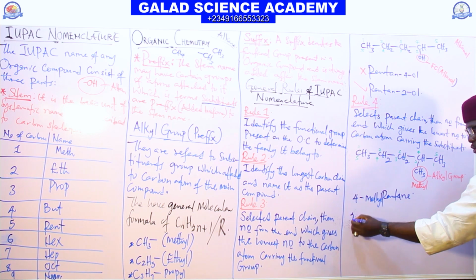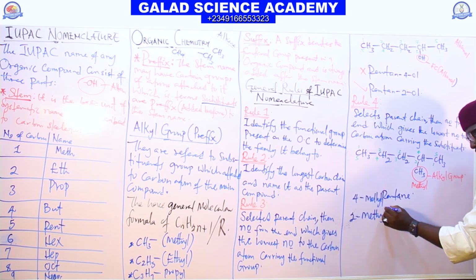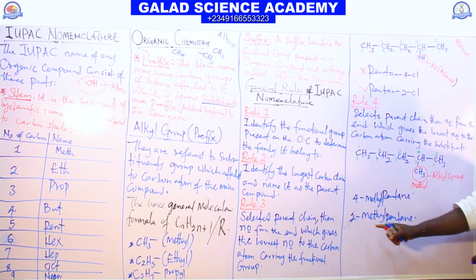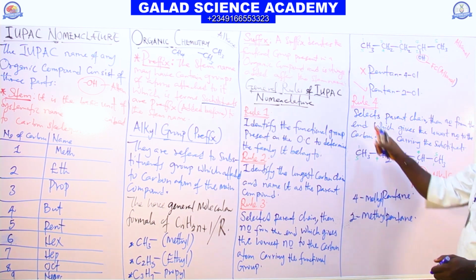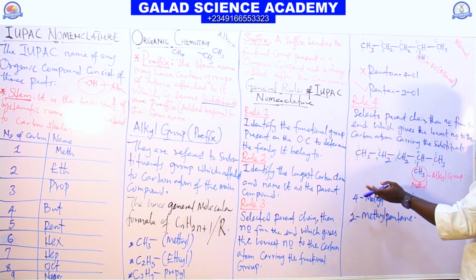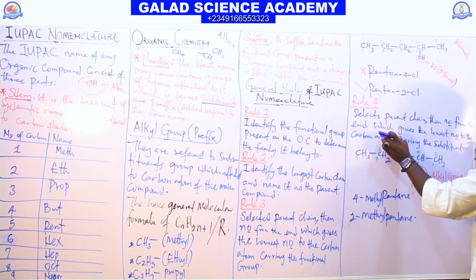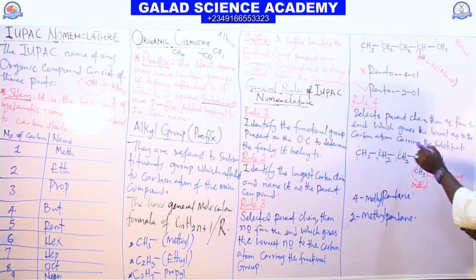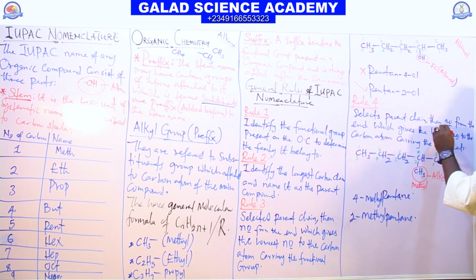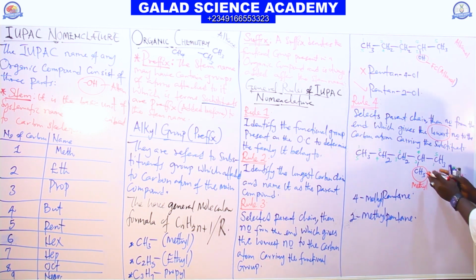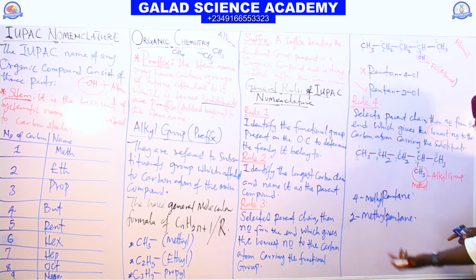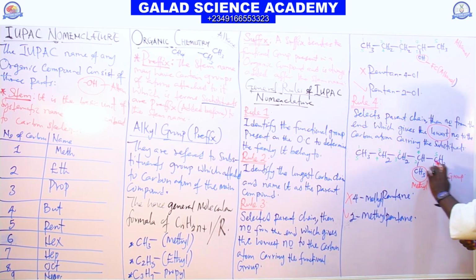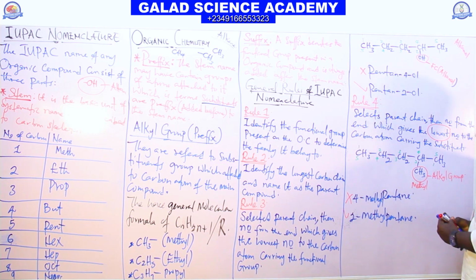What are you going to have? 2-methylpentane. So which one is correct now? That is rule 4. Select the parent chain, which is pentane, first. Then number it from the end which gives the lowest number to the carbon atom carrying the substituent group. Which one is lowest between 4 and 2? It is 2. Therefore, the other name is wrong, and this is the right naming for this compound. That is the application of rule 4.